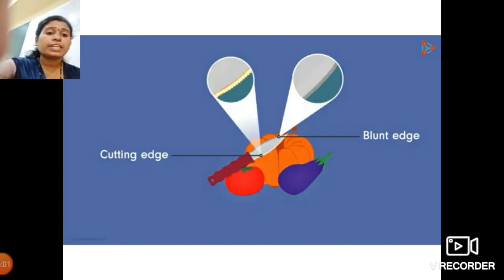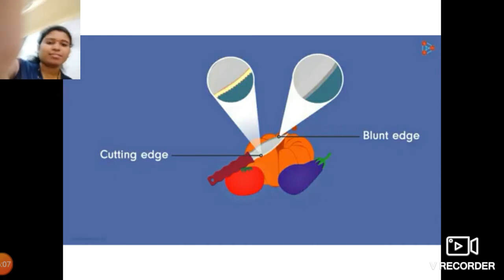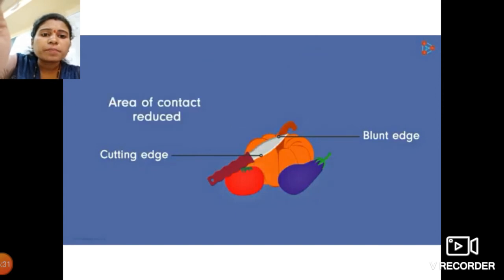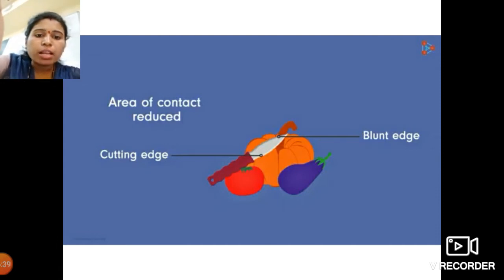And from what age can we cut the vegetables easily? Yes, students, think about it. See, students, the other edge has nothing of these. So if you cut the vegetables with the cutting edge, first think about this cutting edge. If you cut the vegetable by the cutting edge, the area of contact between the vegetable and the knife is reduced over here.